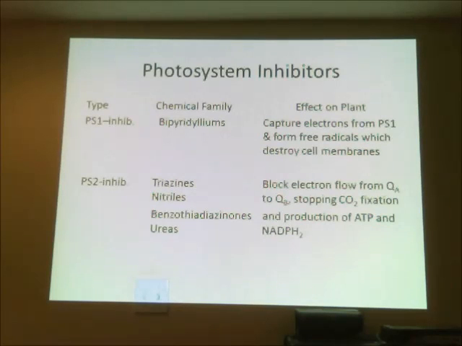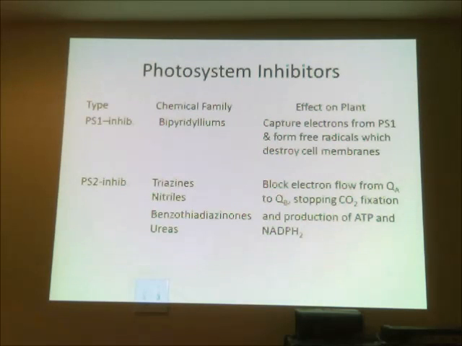These pyridiniums, what they do is they capture electrons from photosystem 1 and they form free radicals. And these free radicals are highly reactive intermediates that actually contain a single unpaired electron. It makes them very, very reactive, and they wind up destroying cell membranes. And so they're killing cells in that way, and then the plant ultimately dies.